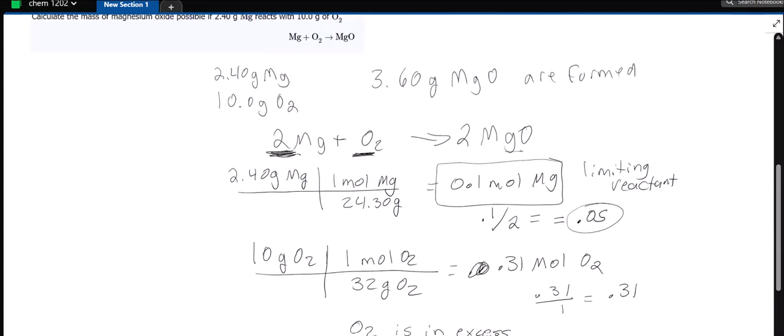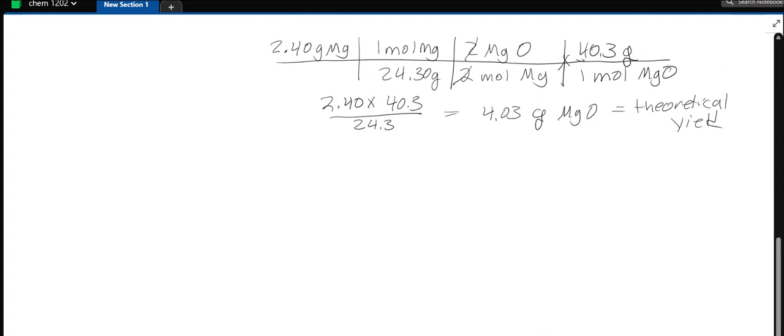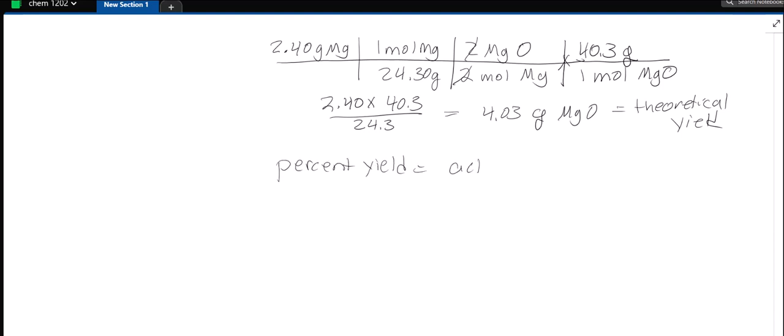My actual yield was what was given in the problem, 3.60 grams. So percent yield is actual over theoretical times 100%. So it'd be 3.6 over 4.03 times 100%, which is 89% yield.